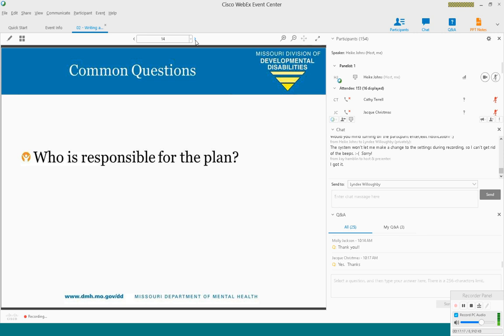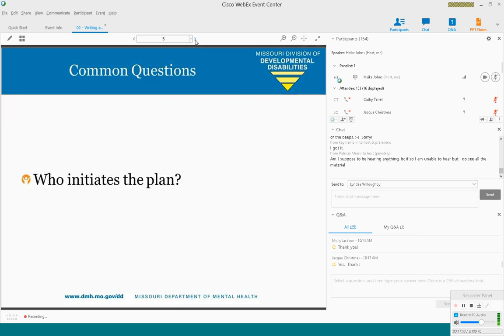Who is responsible for the plan? Everybody on the planning team is responsible for the plan. They're responsible for the creation of the plan, and they're responsible for the implementation of the plan. It's the additional responsibility of the behavior provider to incorporate the safety crisis plan into the behavior support plan, and of the service coordinator to incorporate it into the ISP. But it's everybody's responsibility to ensure that the plan's created and implemented.